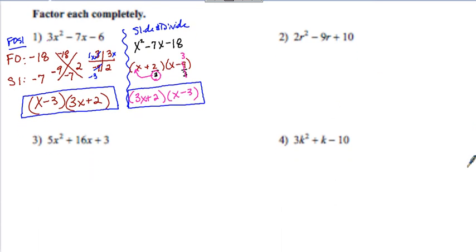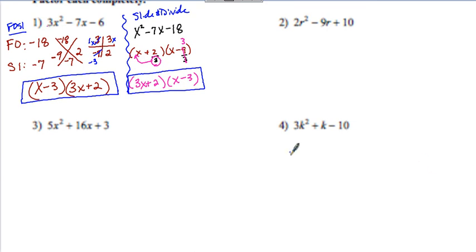We'll use example 2 to show you split the middle term. Okay, so split the middle term is just like it sounds. Split middle. We look at what we're given here. First of all, do we have a greatest common factor? No, we do not, so we can move on here. We try to find factors of 20, 2 times the 10, whose sum is the -9 in the middle.